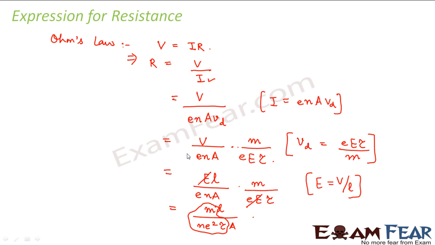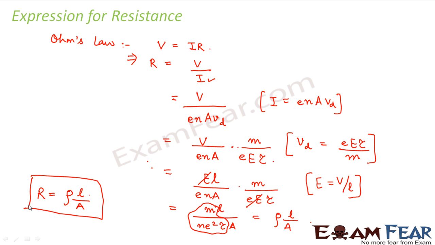So we can say that it is constant for a specific material, and we call this constant rho. So we write it as rho into L by A. Therefore, the expression which we get is resistance R is equal to rho L by A. And what is this rho?